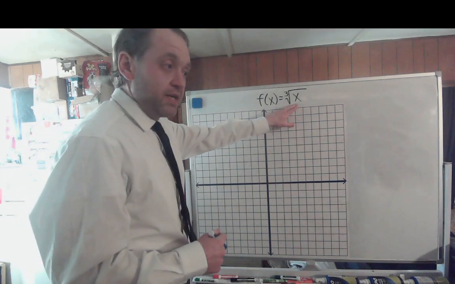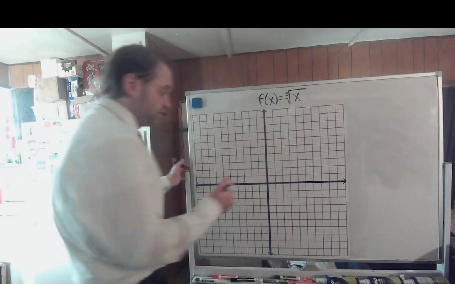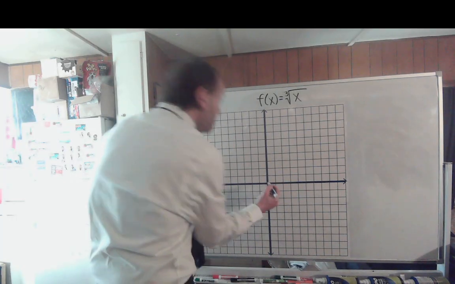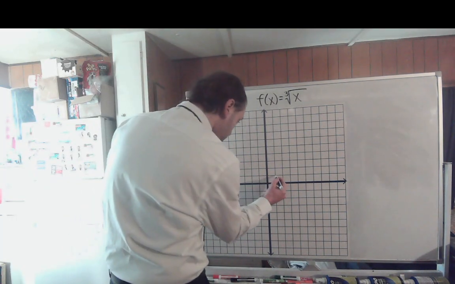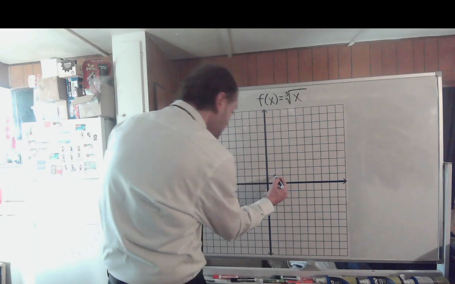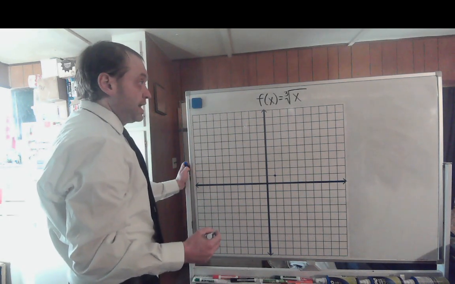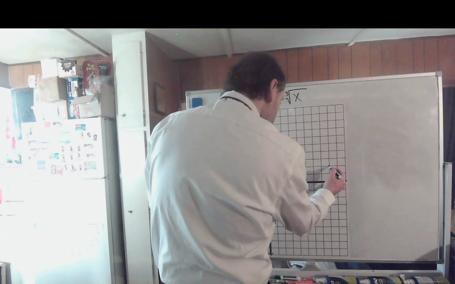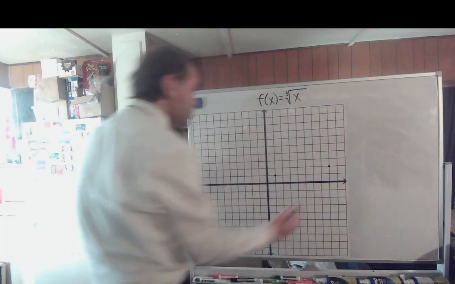So let's start at 0. Well, when x is 0, cube root of 0 is 0, right? Okay. How about when x is 1? Cube root of 1 is 1, so you'll be at 1, 1. Now let's go all the way to 8. What's the cube root of 8? That's 2. So that'll put you over here at 8, 2.